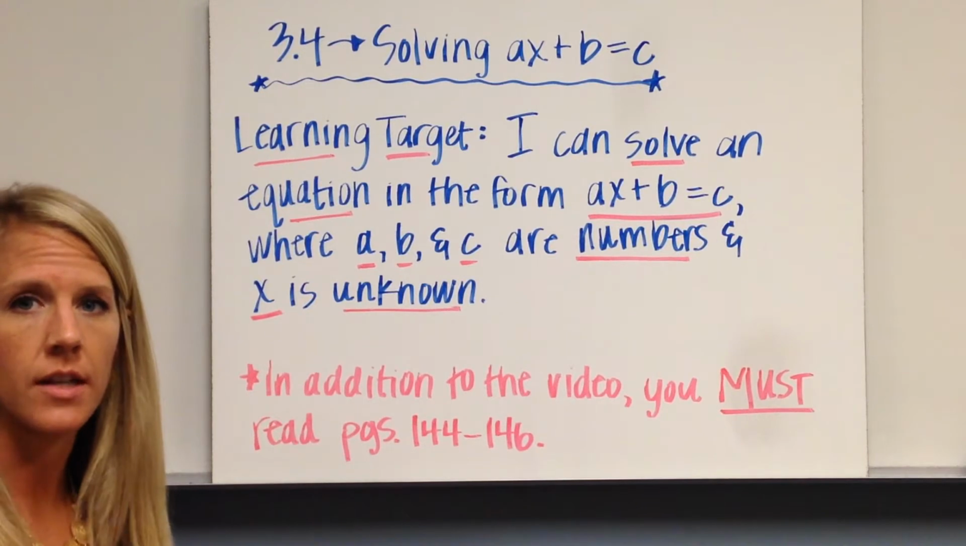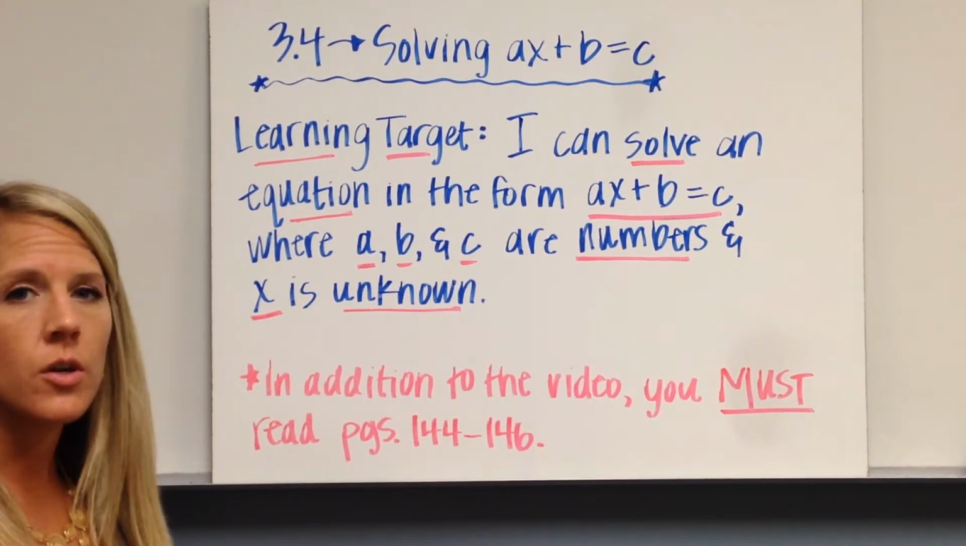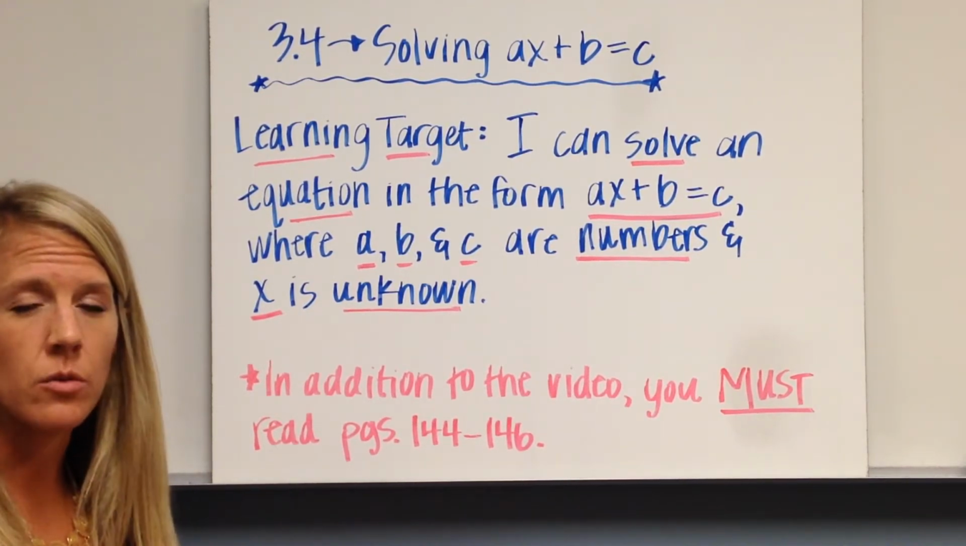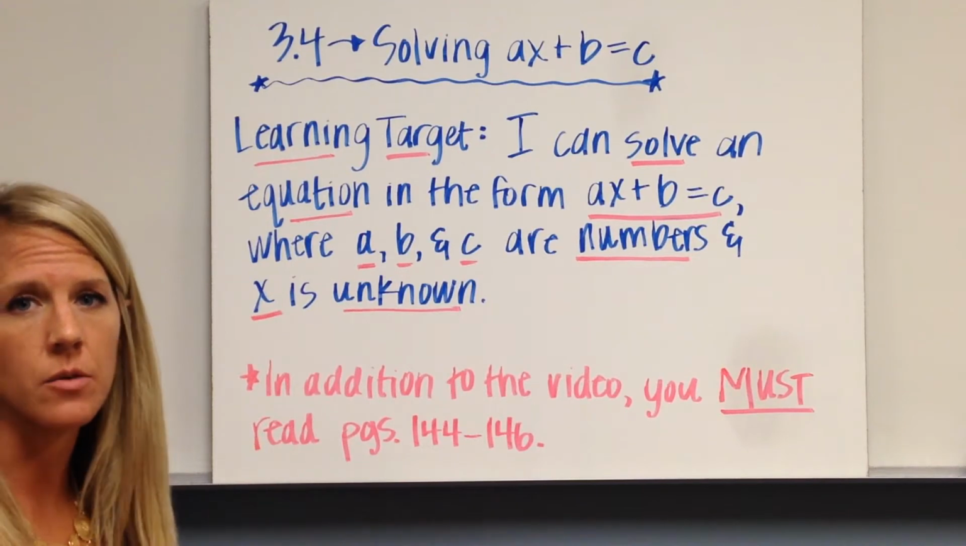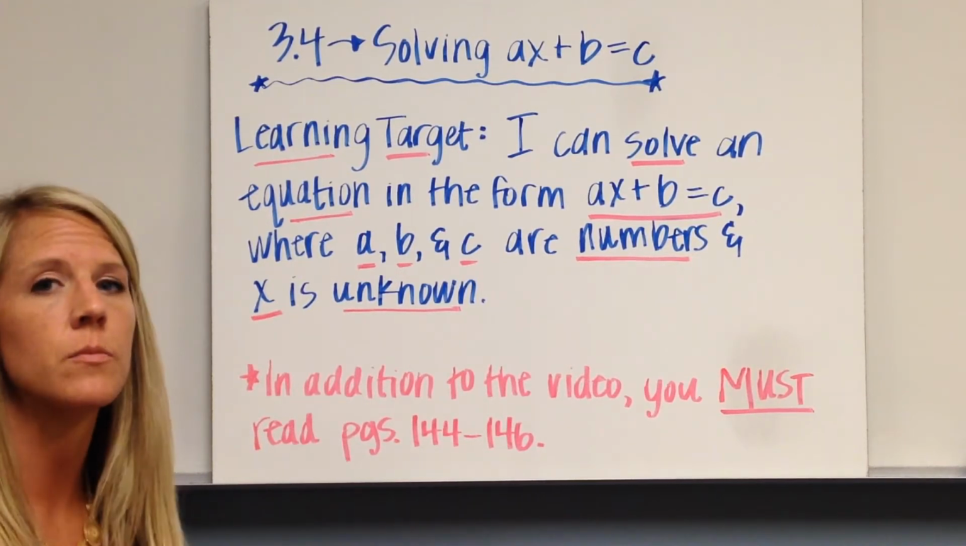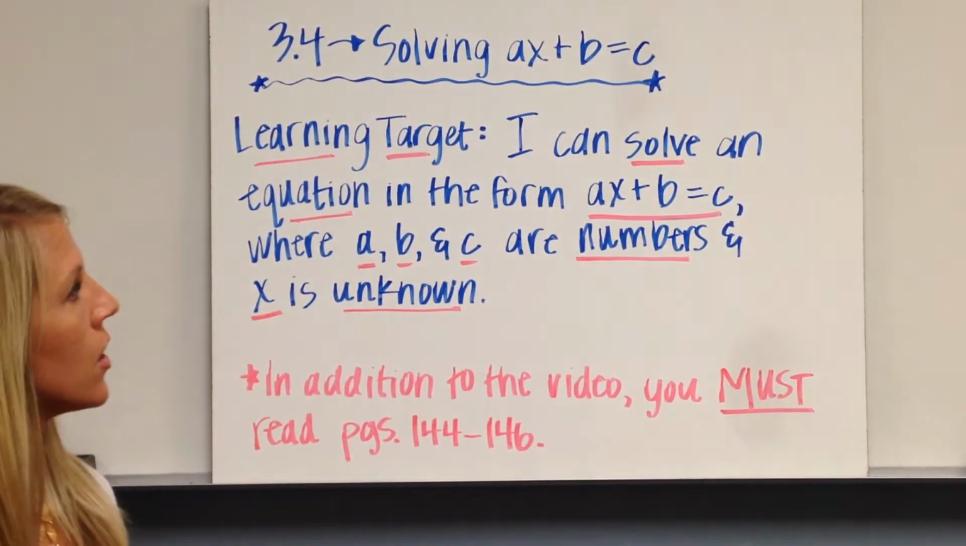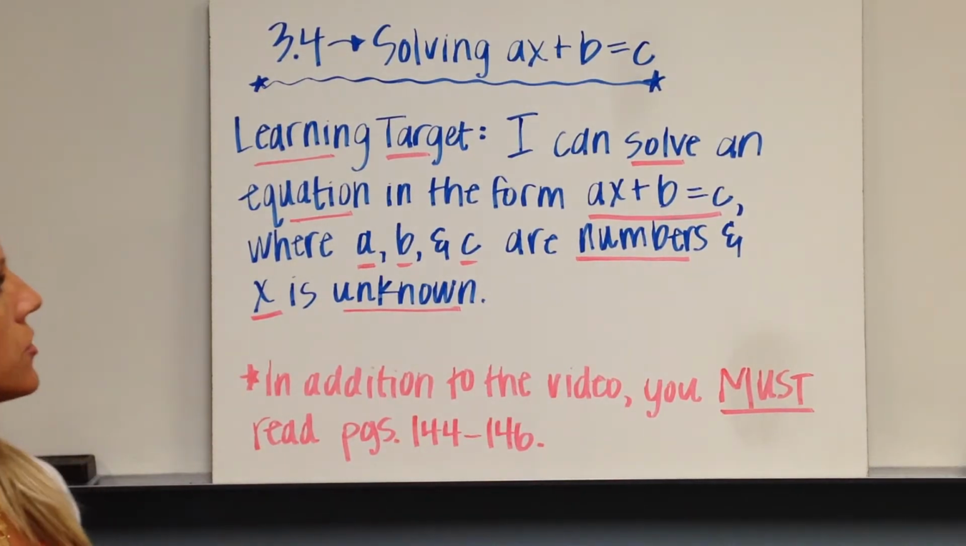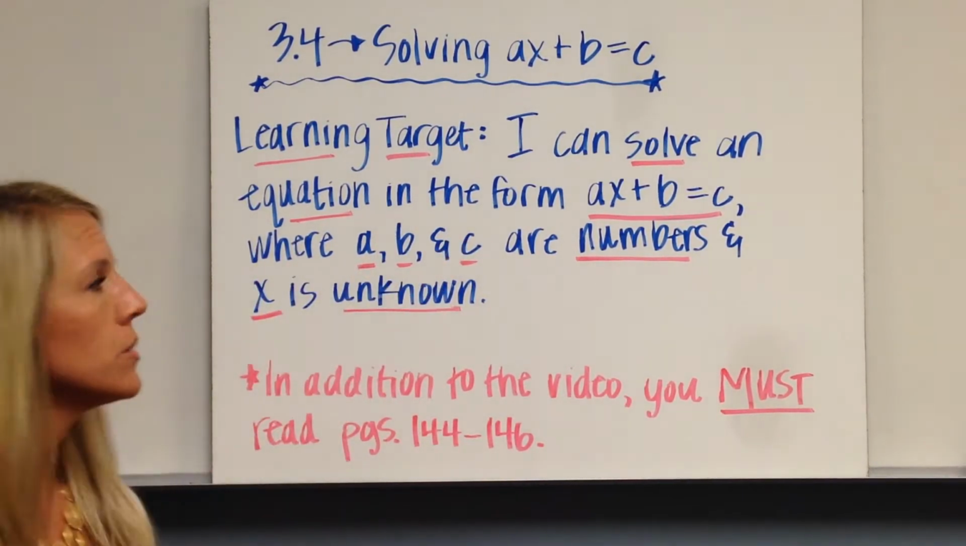So we've been talking in class how with an equation, both sides have to be equal. So think of that balance. The left side has to equal the right side. That's what makes it equal. That's what makes an equation true. So we're going to learn how to solve an equation in the form of ax plus b equals c.